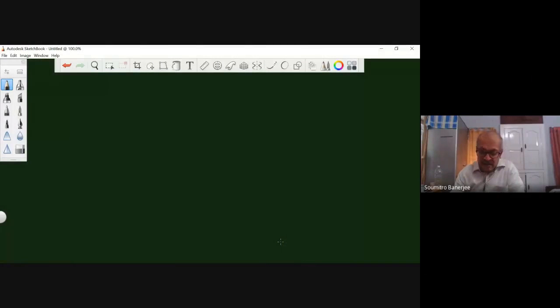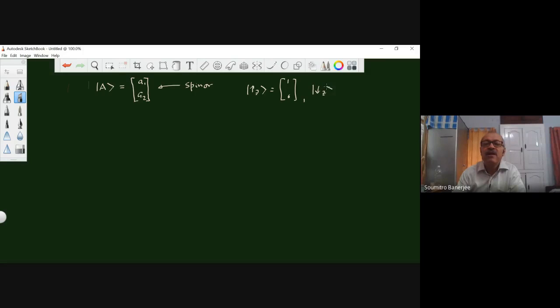We have seen that the spin state A can be represented as a column matrix A1, A2, and this we call a spinor. It is to be expressed in terms of the basis vectors, which were up z is 1, 0, and down z is 0, 1. And then this vector has to be normalized and things like that. That's something that we did in the last class.